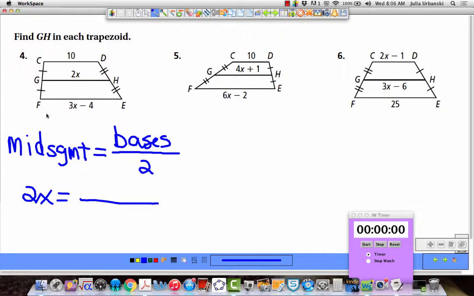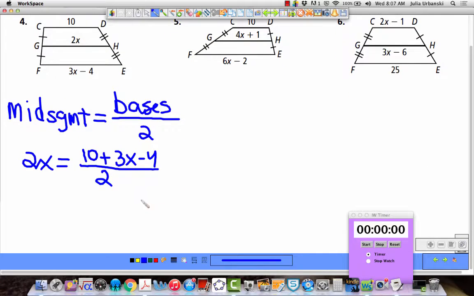Give me the numbers of the two bases. 10, 3x minus 4. Some of you will do that in your head, but I'll just write it out. 10 plus 3x minus 4, the two bases, and then divided by 2. At this point, you use whatever way you think best from algebra. I will probably always cross multiply just to be consistent.